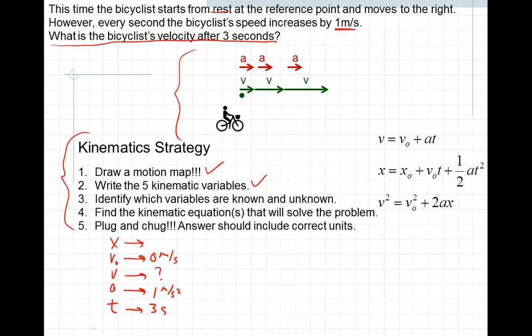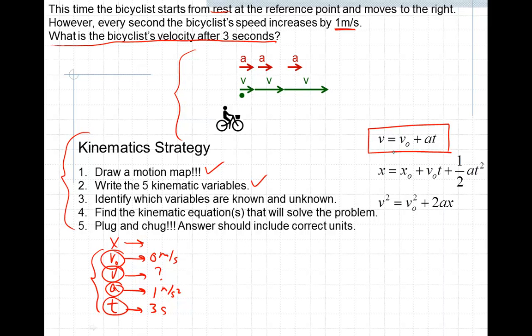So what we do is we circle the 3 variables we know, v initial, acceleration, and time, and the one we're looking for, final velocity. So we need to find an equation that has all 4 of those variables. So the equation that has all 4 of those variables is this one right here. V equals v initial plus at.